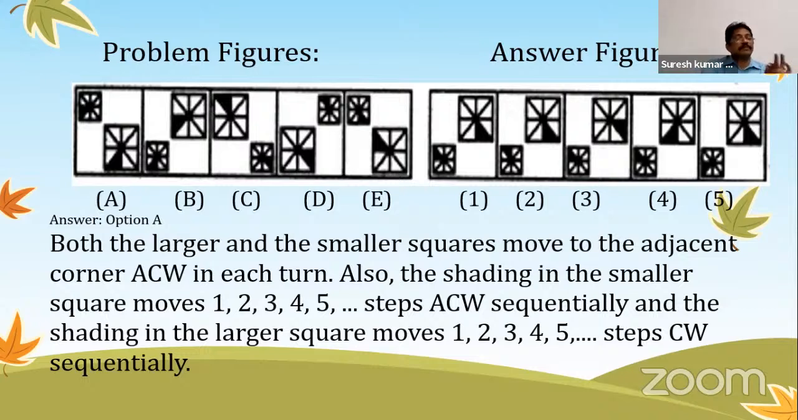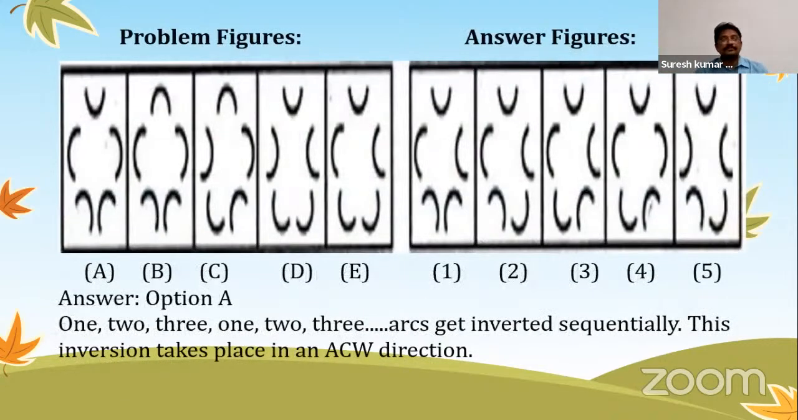So here the shaded parts. Now we have to check the shaded parts of the smaller square and the bigger square, and how they are moving. In the smaller square, the shaded part moves in anti-clockwise direction. And here it moves in clockwise direction. So this is very, very important. You have to see it very carefully, then only you can understand it. Now you can go for the next.